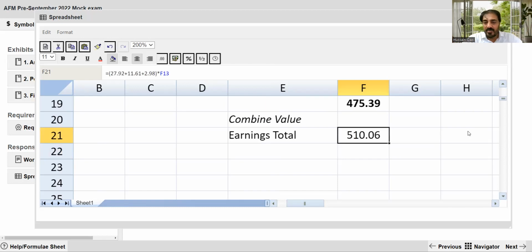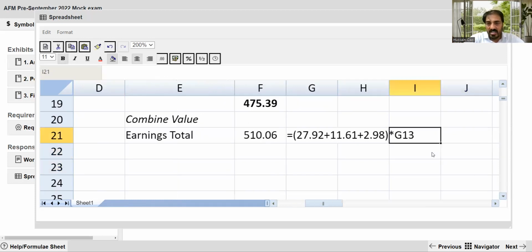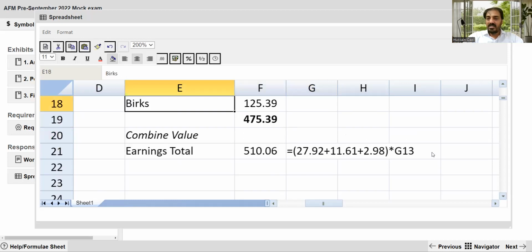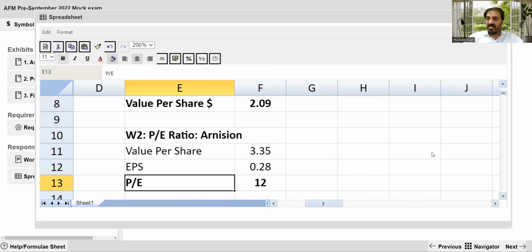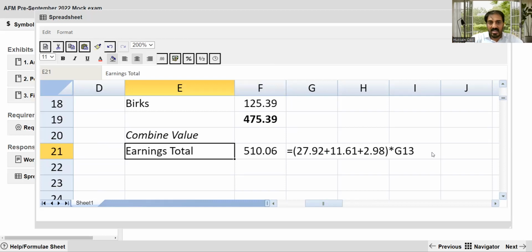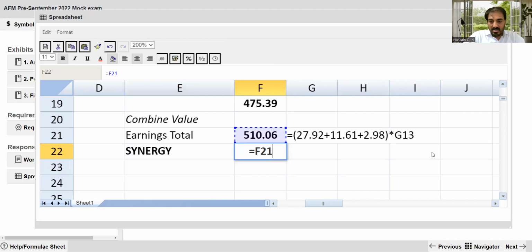That is 510.6. Sir, can you please explain once again? That is the point, simple. For your convenience, 27.92 plus 11.61, these are their earnings, plus 2.98, multiplied by the PE of the company Aronson, 12 times. The examiner mentioned the PE of the combined company remains the same. So these are the total earnings. So what will be the increase in equity? That is the synergy, equal to this minus this.